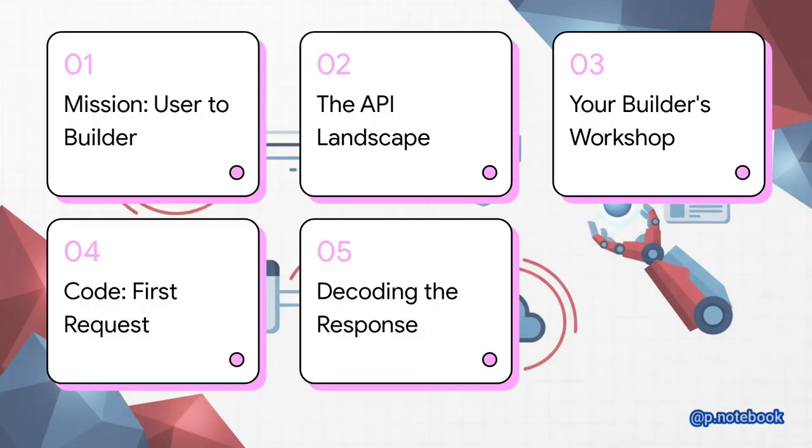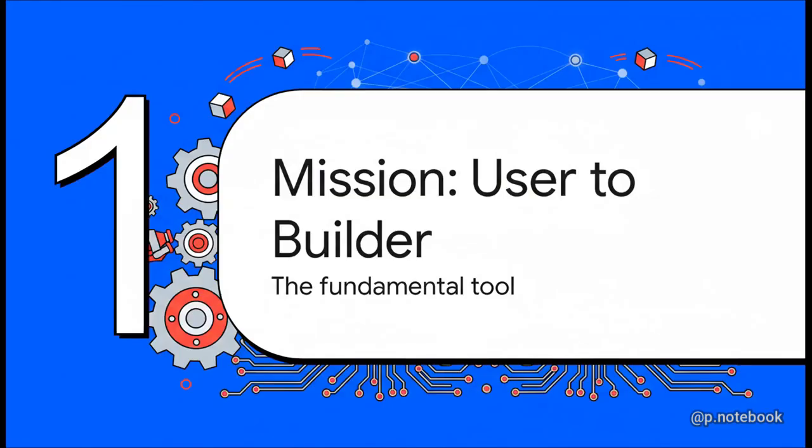And here's our game plan. This is the mission overview. First, we'll nail down that core idea of going from user to builder. Then, we'll take a quick tour of the API landscape to see who the big players are. After that, it's time to set up our workshop. Then, the main event, writing the code for our very first request. And finally, we'll learn how to decode what the AI sends back. It's the full journey from A to Z, from concept to first contact. All right, let's kick things off.